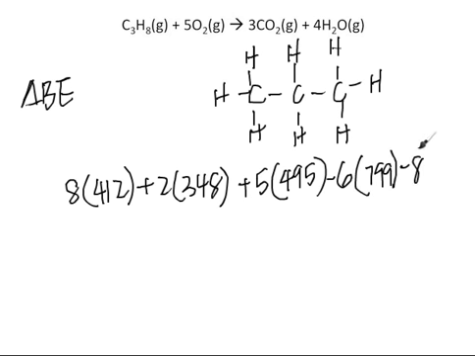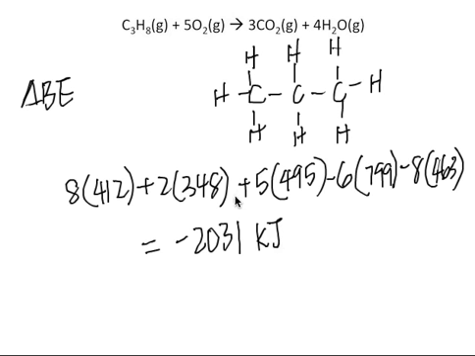And we're going to be forming 8 OH bonds. So we're breaking 8 CH, breaking 2 CC bonds, breaking 5 O double bond to an O, forming 6 CO double bond to an O, and forming 8 O bonded to an H. So this will give us about minus 2031. So remember, for bond energies, we do the bonds broken minus the bonds formed.